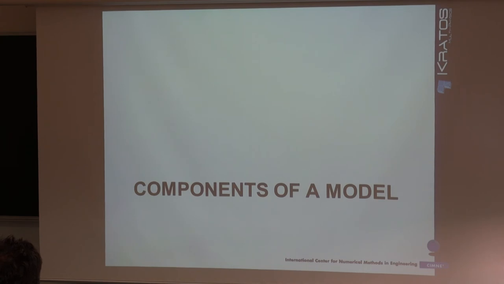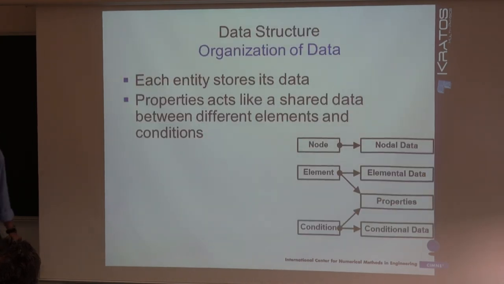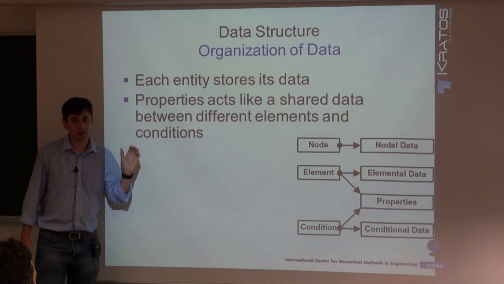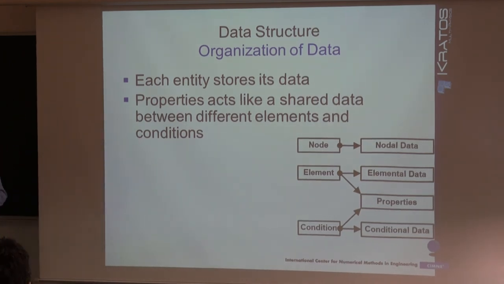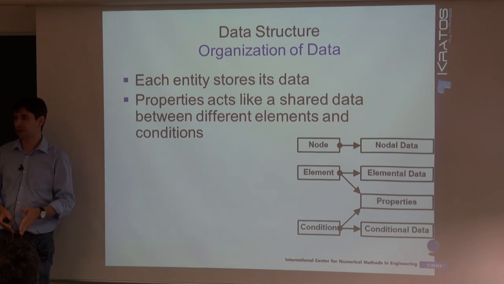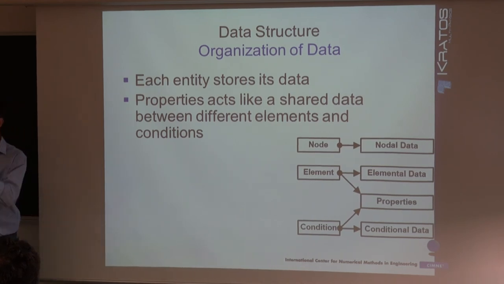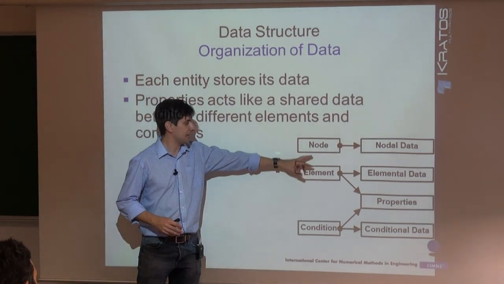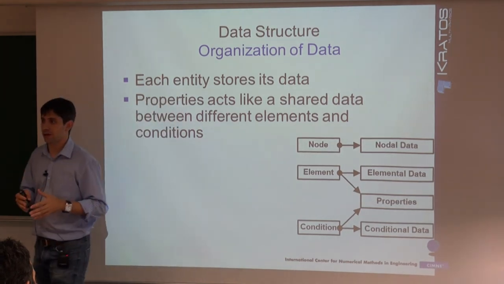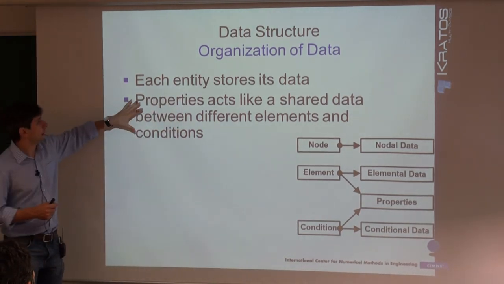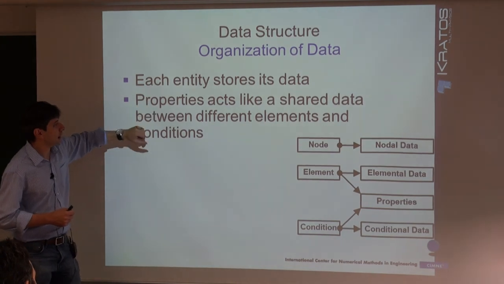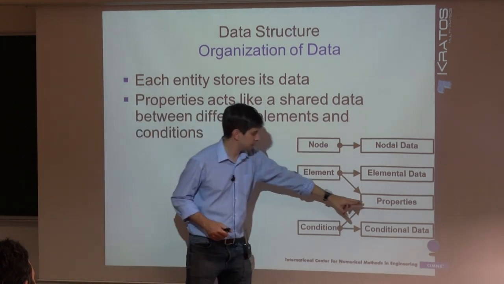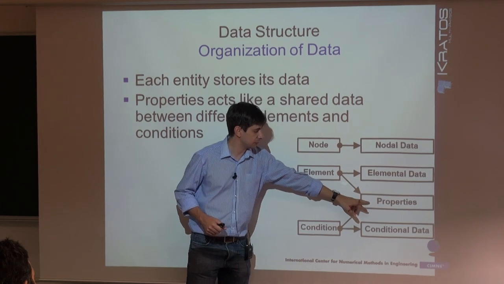What are the components of a model? Well, in Kratos, each entity stores its data. This is in the same line I was saying that it's very object-oriented. We don't have arrays of coordinate x, arrays of velocity. There's an array of nodes, an array of elements, and each node contains its own data. Then the properties are like shared data between different elements and different containers.